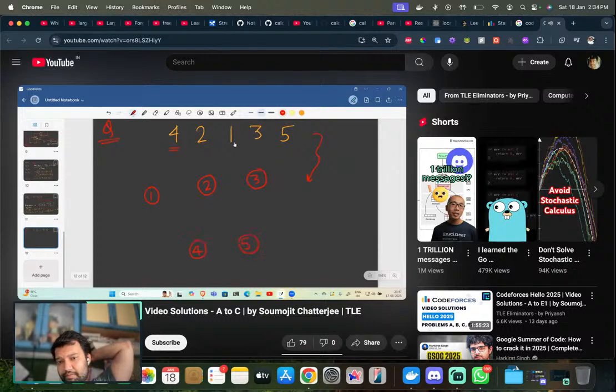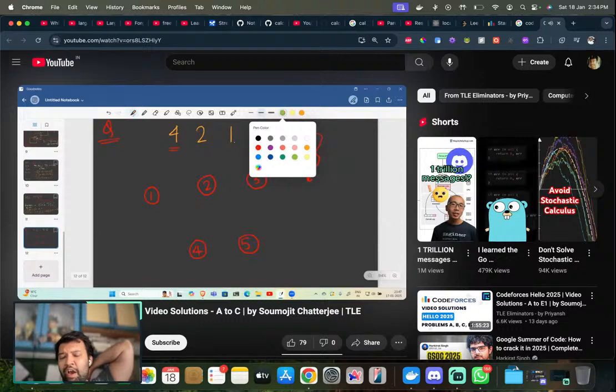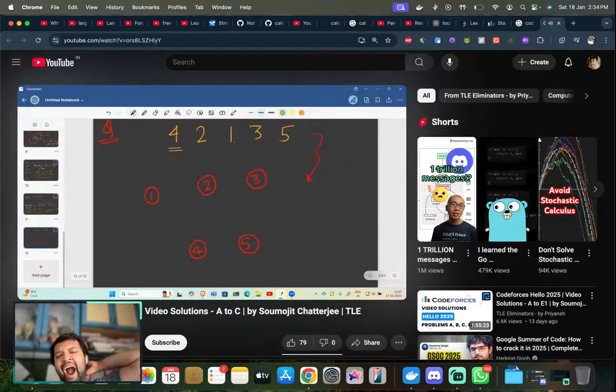How will they build the graph? First of all, the graph is undirected. That means the edges have no directions. They say you take the permutation element 4. You look at all the right side elements and add an edge whenever you find a greater element. So look at 4. Do you find a larger element than 4? Yeah, you get 5, right? So add an edge between 4 and 5.